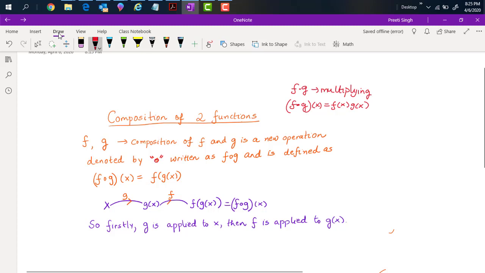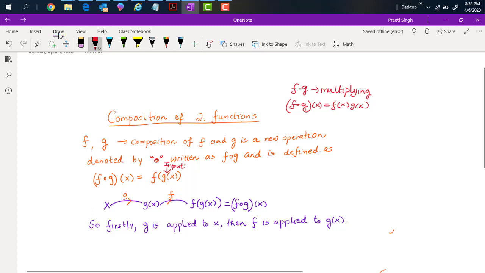Now, composition is denoted by the letter O, a little o, written as f o g, and is defined as f o g of x is f of g of x. So it's not f of x times g of x as in the multiplication. This is f of g of x. So the input here is g of x as compared to x.